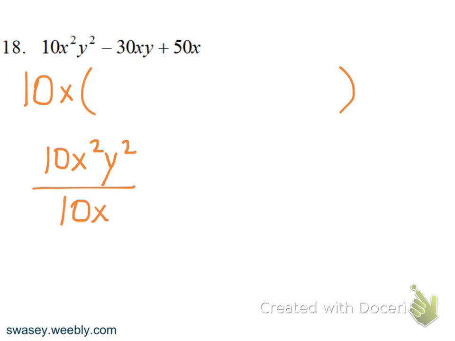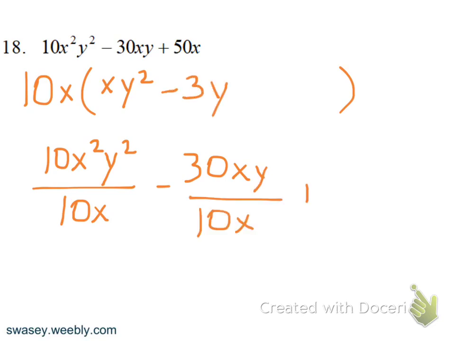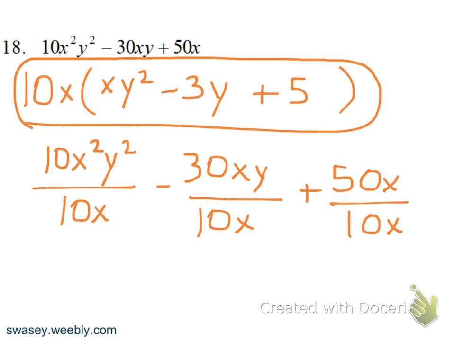Divide the first term by 10x, you'll get xy squared. Divide the second term by 10x, you'll get negative 3y. And then 50x divided by 10x is 5. You can check that by distributing.